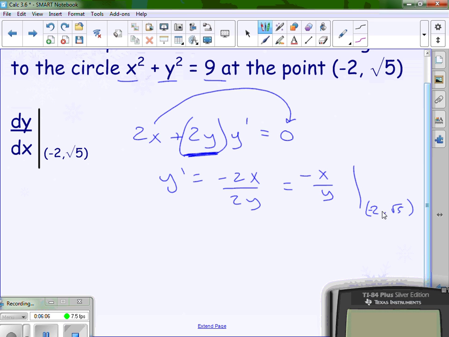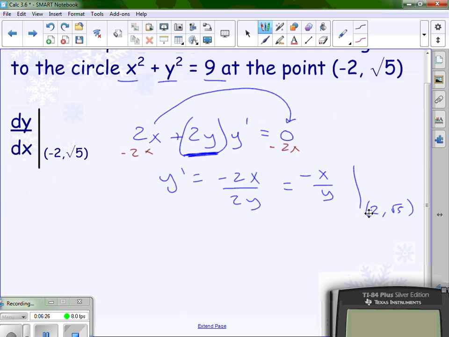You don't really understand which part? What I did here, I moved the 2x to the other side, so minus 2x minus 2x. And then I divided everything by 2y. And then I simplified. I still need to solve the problem, though, at this point.